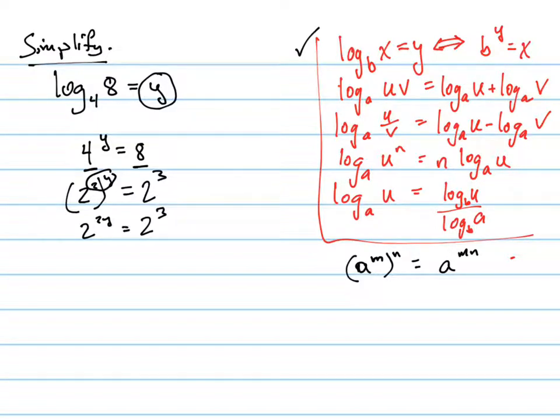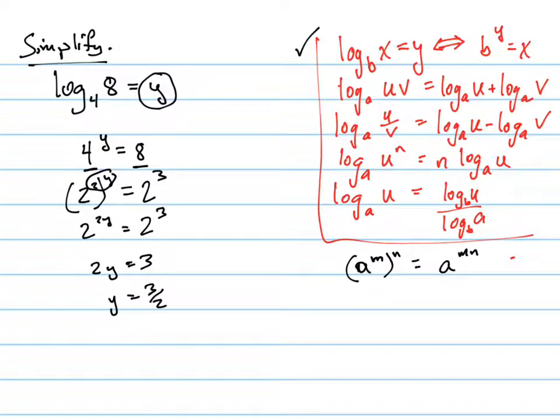And then what can I do to find out what y equals? You can set the exponents equal to each other. Set the exponents equal, and then you just solve that equation. So once you set the exponents equal to each other, you're just kind of forgetting about the big two?